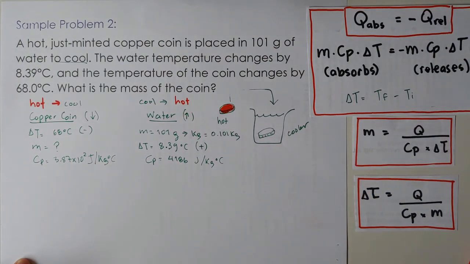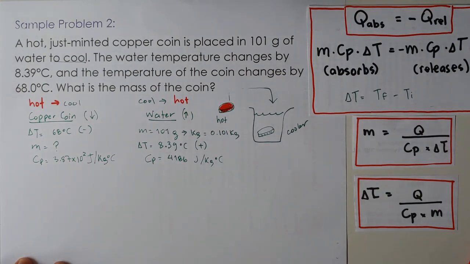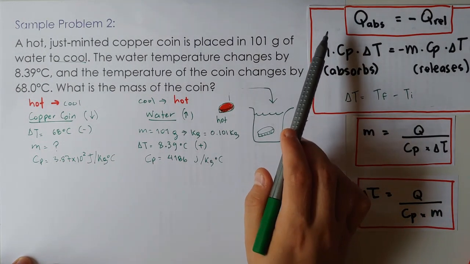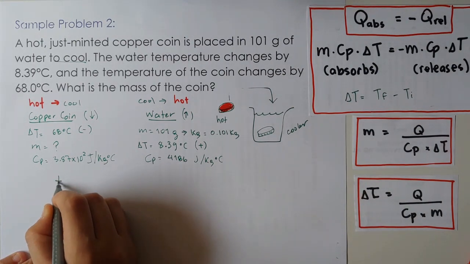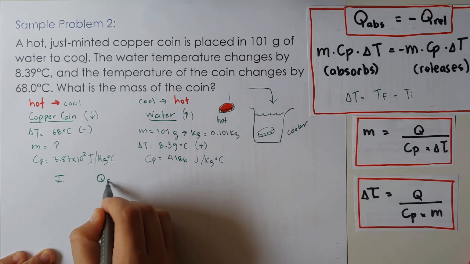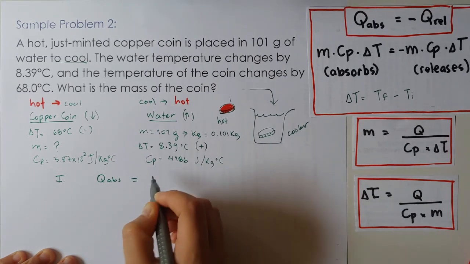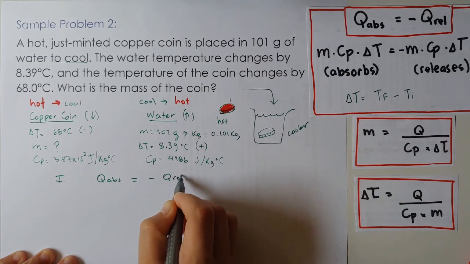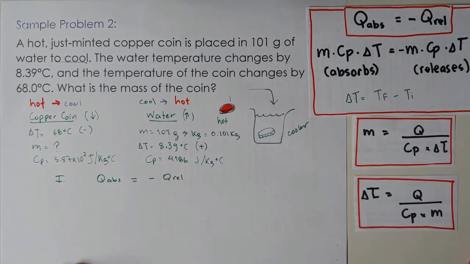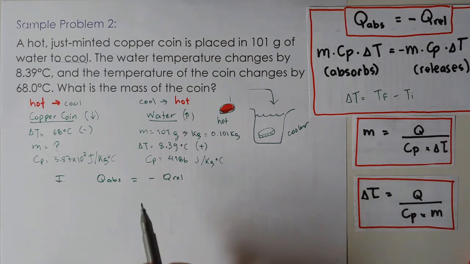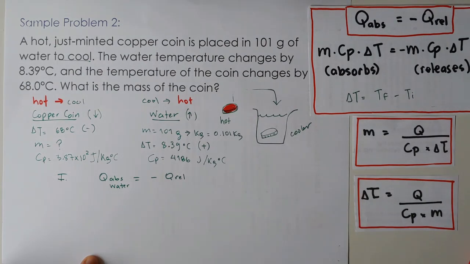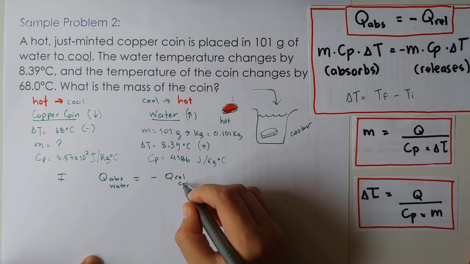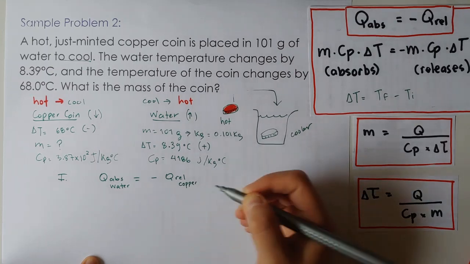Now, what's next? Well, we have the main equation for specific heat capacity, that is Q absorbed equals negative Q released. Which one releases and which one absorbs? The one that absorbs is the one that gets hotter, in this case water. And the one that releases is the one that gets cooler, in this case the copper coin.